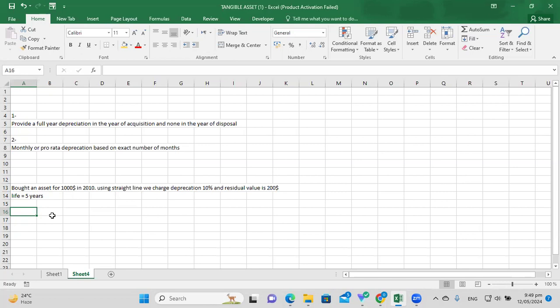Okay, so we buy the asset for 1,000 in 2010 using straight line. We charge depreciation 10% and residual value is $200. Okay, and life is 5 years. Now, for example, if I tell you that you will sell the asset in 2014, you bought the asset in 2010 and you are selling the asset in 2014, all right?